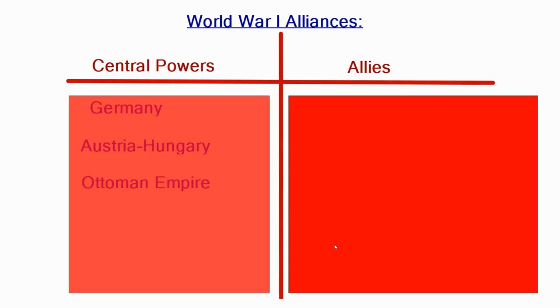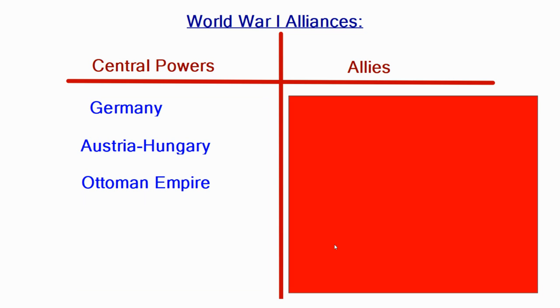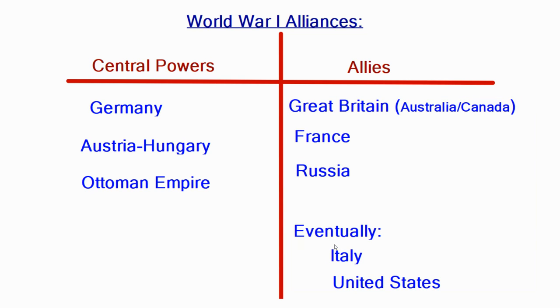So, our big powers, as far as the alliances, and this is something you do need to write down. You have the Central Powers of Germany, Austria-Hungary, and the Ottoman Empire. You have the Allies being Great Britain, and that would include Australia, probably New Zealand, Canada, France, Russia, and eventually it would include the United States and Italy.